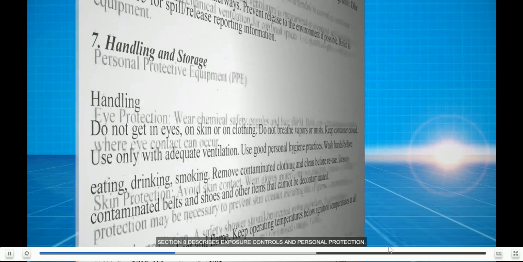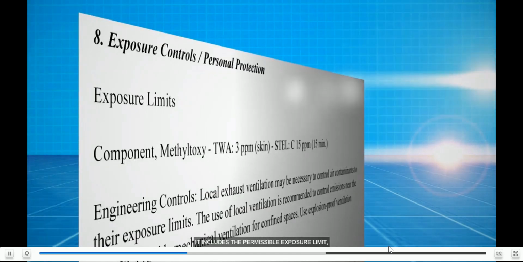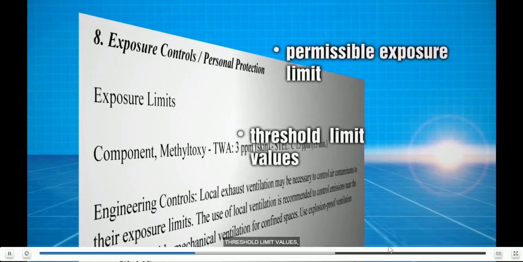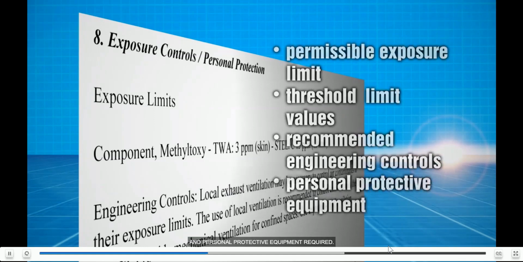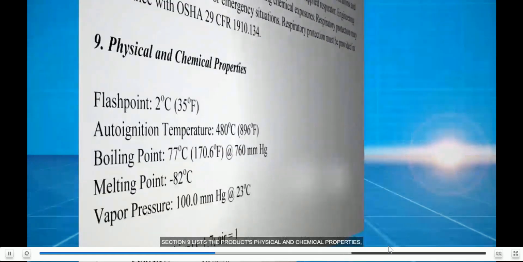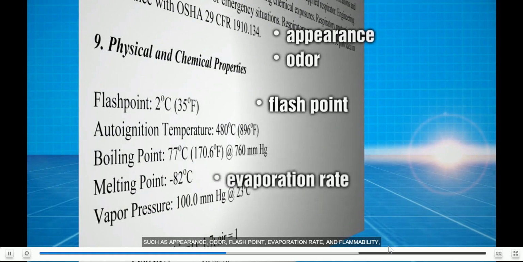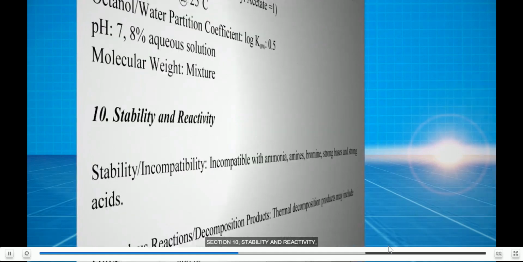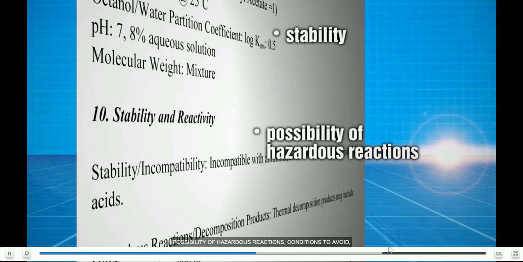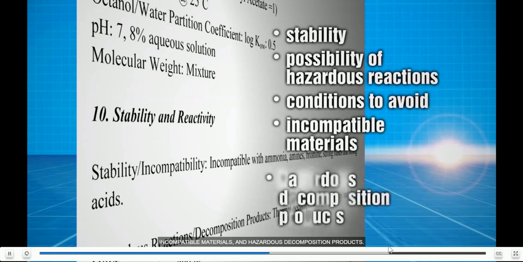Section 8 describes exposure controls and personal protection. It includes the permissible exposure limit, threshold limit values, as well as recommended engineering controls and personal protective equipment required. Section 9 lists a product's physical and chemical properties, such as appearance, odor, flash point, evaporation rate, and flammability, just to name a few. Section 10, Stability and Reactivity, indicates the product's stability, possibility of hazardous reactions, conditions to avoid, incompatible materials, and hazardous decomposition products.